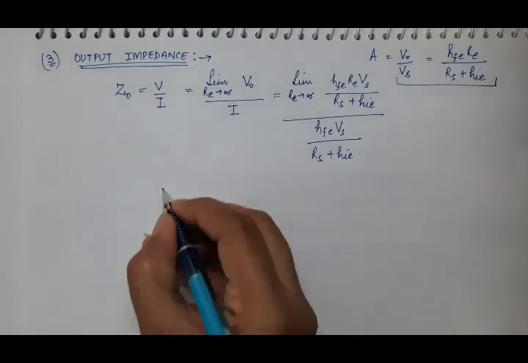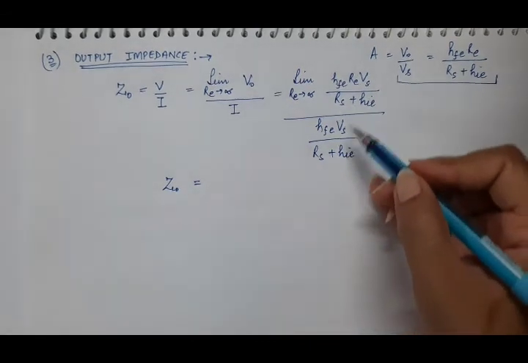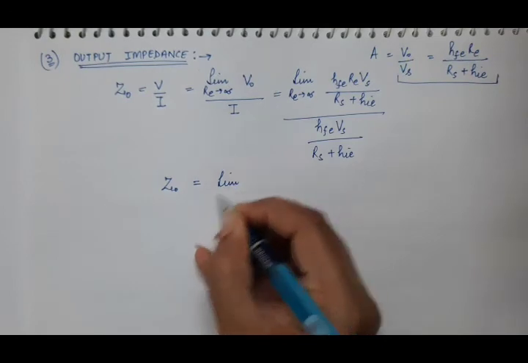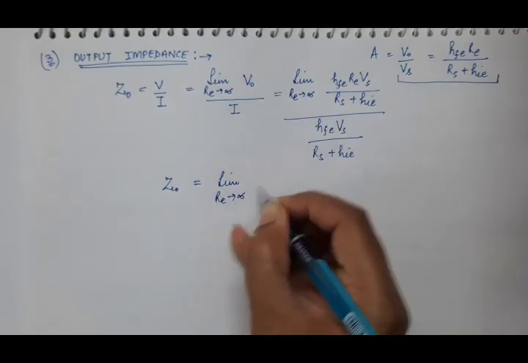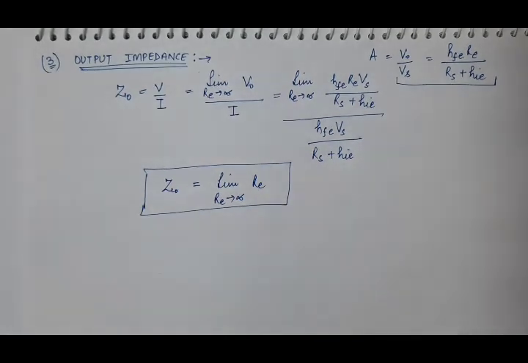So what will be the value of Z0? When you cancel out all these values, it is the limit as RE approaches infinity of RE. So output impedance without feedback is just equal to the resistance connected between emitter and ground terminal, that is RE, with RE approaching infinity.